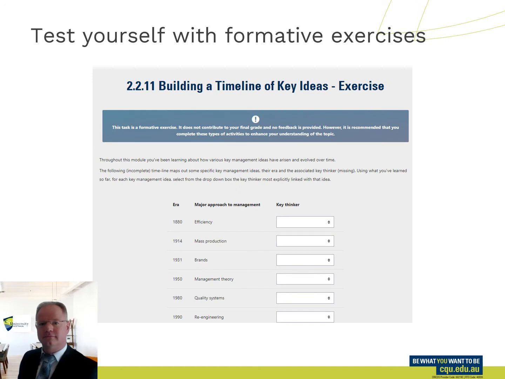So test yourself with formative exercises before you do the quiz. These formative exercises are found throughout the module. They're just some fun, but also important ways of testing yourself. And you can know I'm kind of ready because I know the course material. I've had a look over some of the formative exercises.